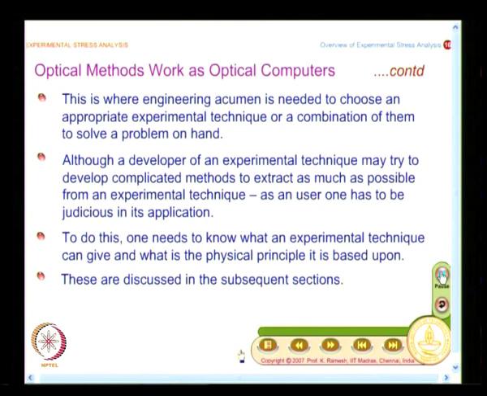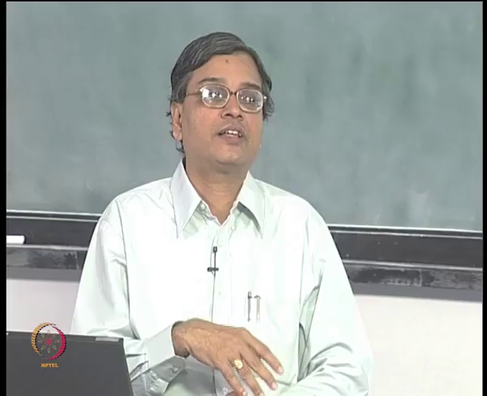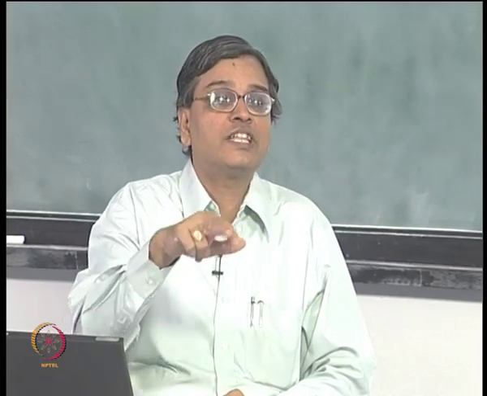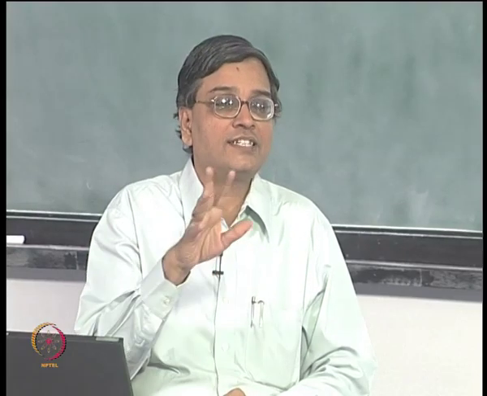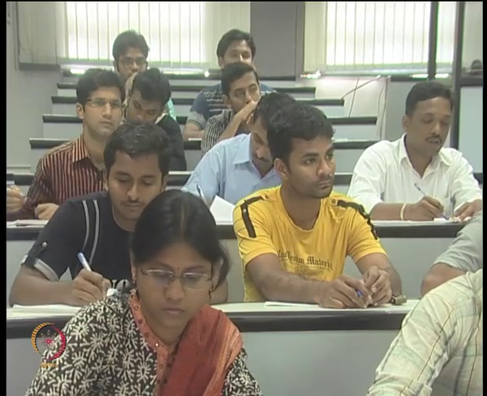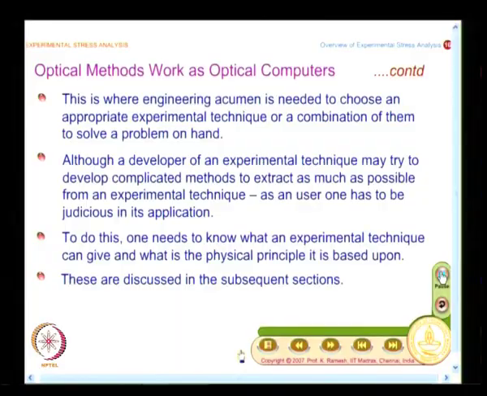But from a user point of view, a particular feature of an experimental technique may be more appropriate, and that is enough for you to solve without getting into the ramifications of using that with a constraint. So, as a user, you should also use only those aspects of an experimental technique which are appropriate for your problem on hand. And that is what I said. To do this, one needs to know what an experimental technique can give and what is the physical principle it is based upon, and these will be discussed as we go by.